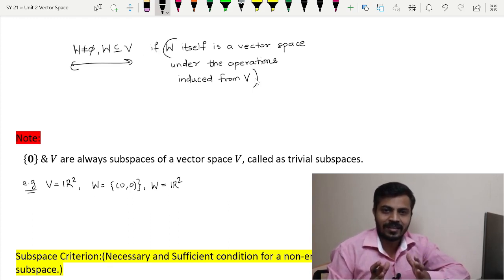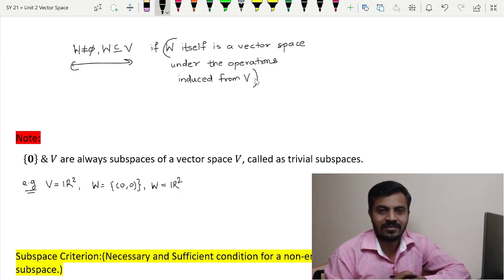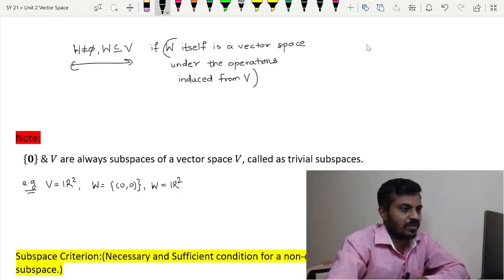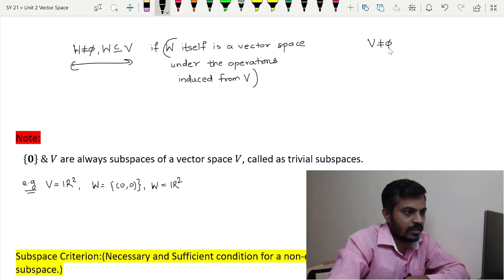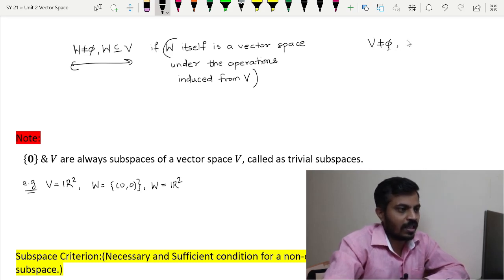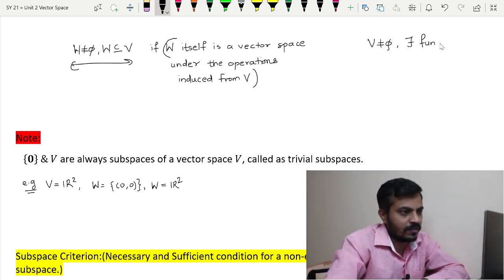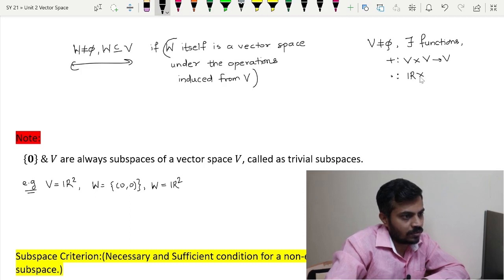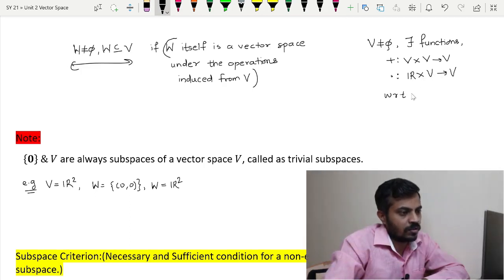In order to understand this, let us recall the definition of a vector space. A non-empty set V is said to be a vector space over R if there exist functions, addition from V cross V to V and scalar multiplication from R cross V to V, with respect to which the following 8 properties are satisfied. Here I will say P1 up to P8 are satisfied.